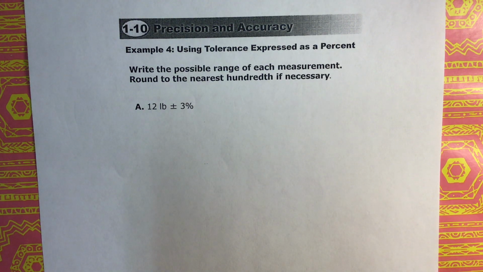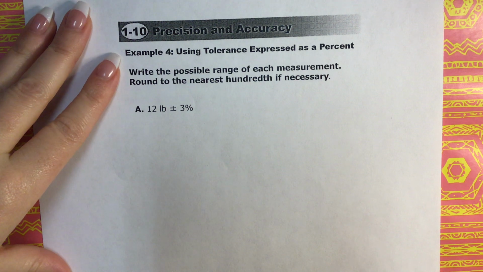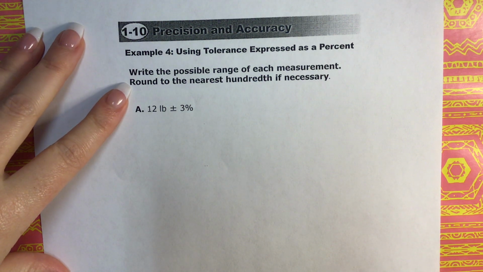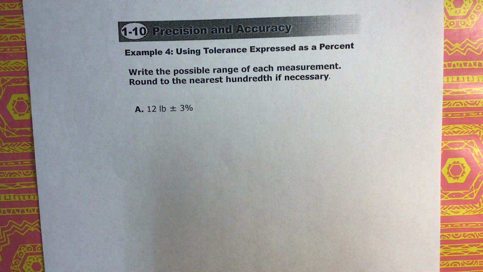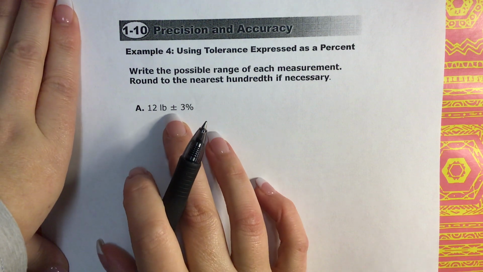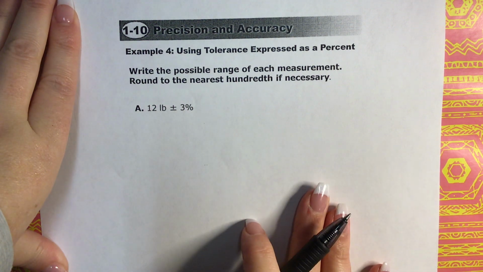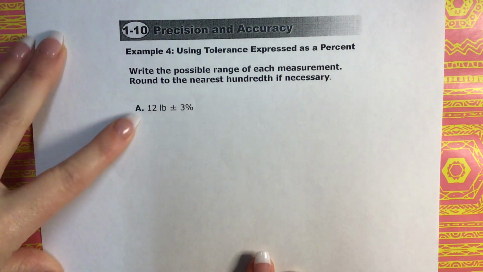All right, let's look at example 4. Example 4 says using tolerance expressed as a percent. So write the possible range of each measurement, round to the nearest hundredth if necessary. So what we have is 12 pounds plus or minus 3%. We need to figure out what the tolerance range is for this example.